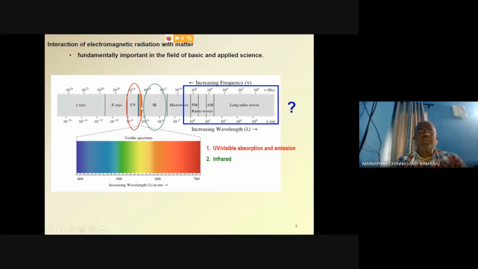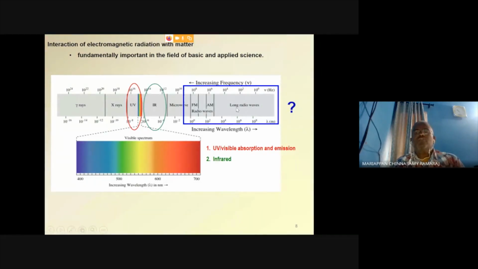When it interacts with matter, that means material, for example in the UV and IR region, there will be absorption and emission. In the visible region also, absorption and emission. Depending upon your material, it will emit or absorb light, that is a photon. And depending upon the molecules and your atomic arrangements, there will be rotational movement of the atoms or molecules, which you can find out in the microwave region.